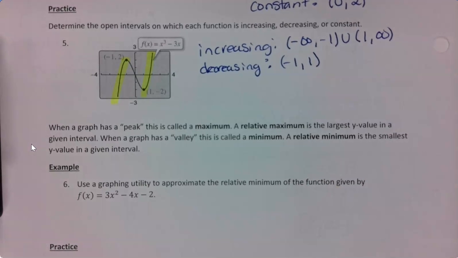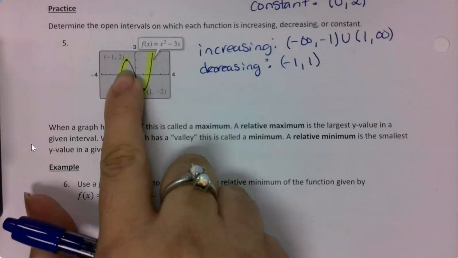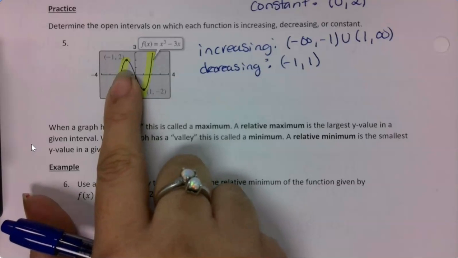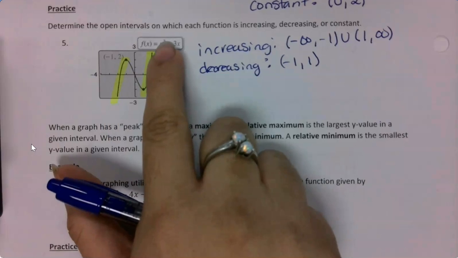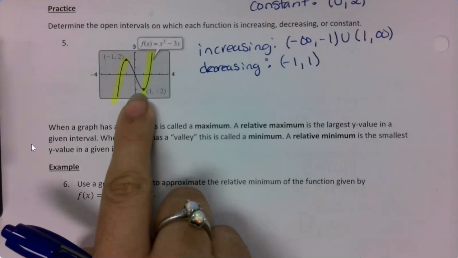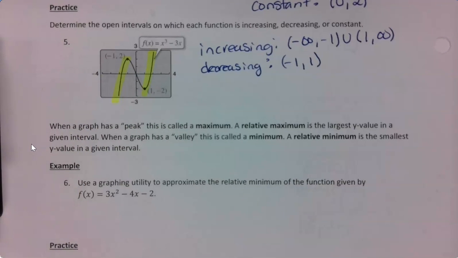So remember, a peak in a graph is called a maximum. If it's the highest point in a specific location, it's called a relative maximum. So if I take a look at number 5, this point right here is a relative maximum because it creates a peak, but it's obviously not the highest point because this keeps on going up more. And then the same thing with the minimum, it's a valley. And then this one is a relative minimum because it keeps going down forever.